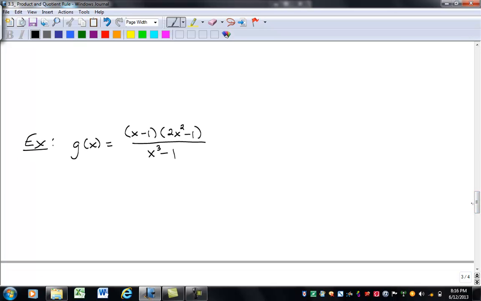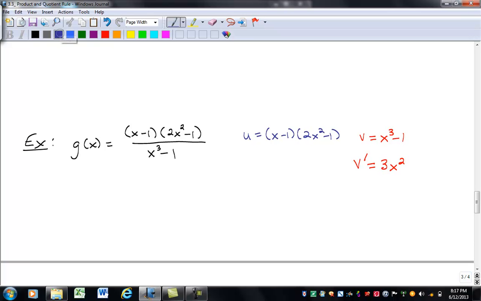This is x minus 1 times 2x squared minus 1 over x cubed minus 1. You can see that you're dividing two things initially. So when I write down the two things that I'm working with, I'm going to use u and v because f and g is taken. My u is going to be what's on top. That's x minus 1 times 2x squared minus 1. My v is going to be what's on the bottom. That's going to be x cubed minus 1. Well, I can find the derivative of v pretty easily. The derivative of x cubed minus 1 is just 3x squared.